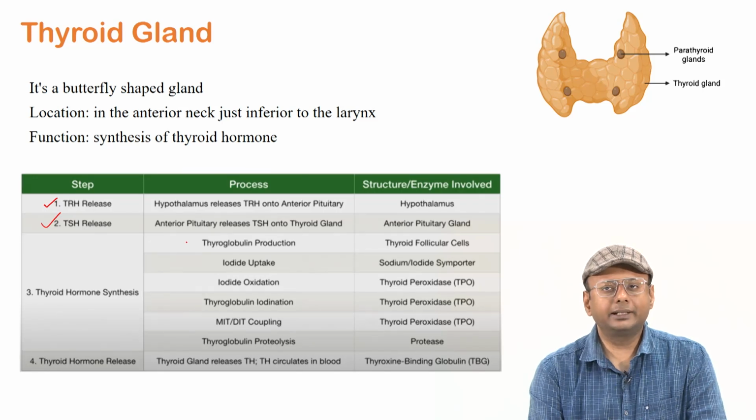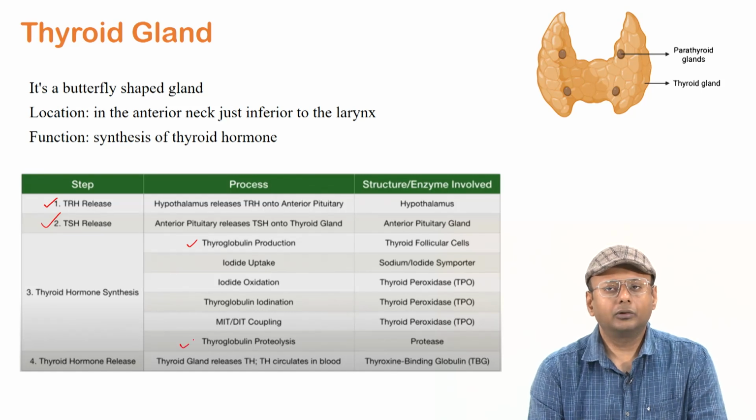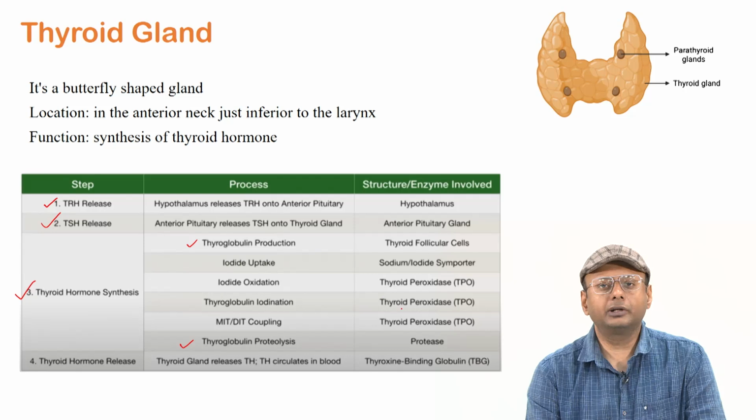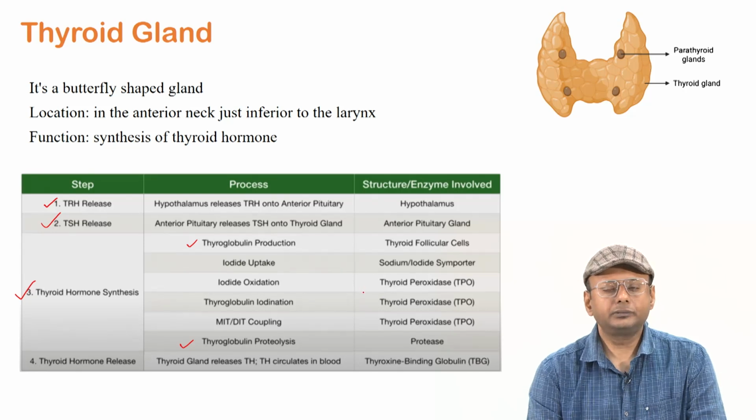All these steps, starting from thyroglobulin production to thyroglobulin proteolysis, are part of thyroid hormone synthesis, and this happens in various cells and compartments of the thyroid gland. Eventually, once the thyroid hormone is produced, the thyroxine binding globulin protein, or TBG protein, binds with T3 and T4, and they get circulated throughout the body.